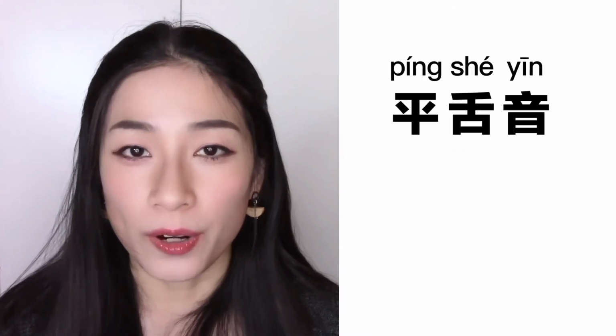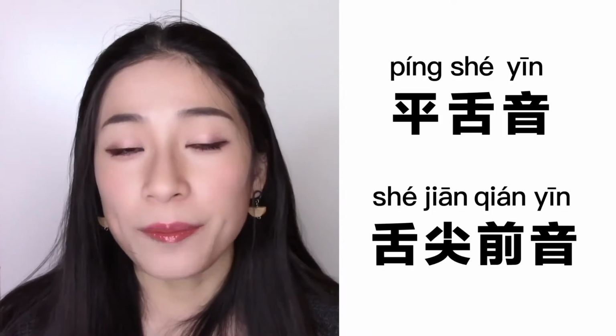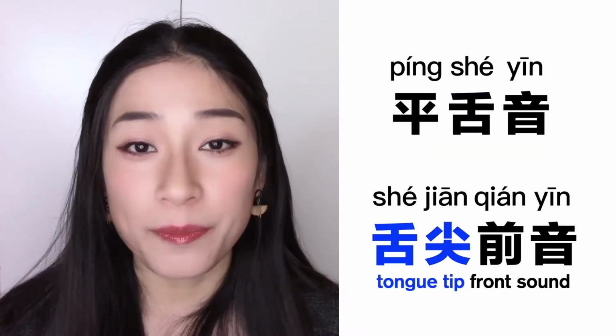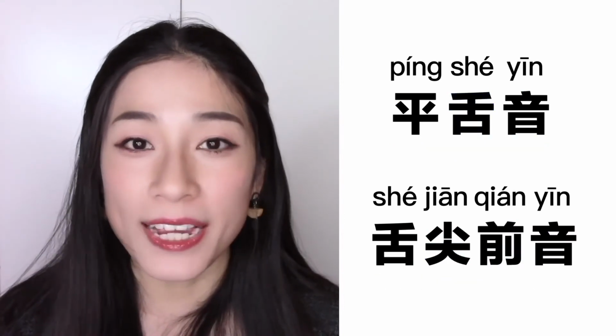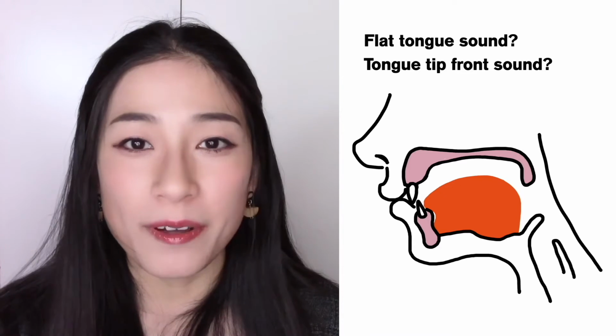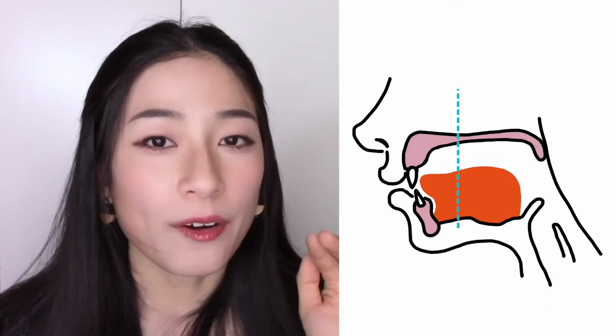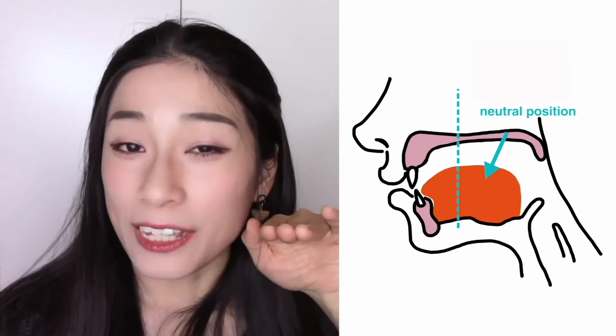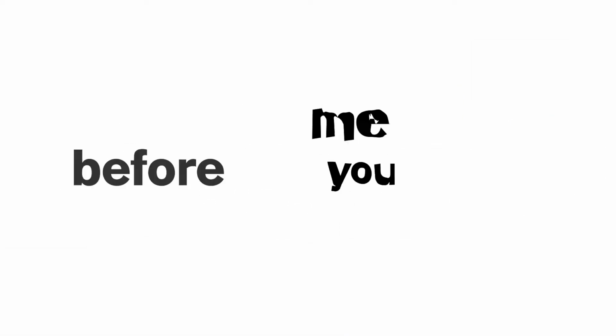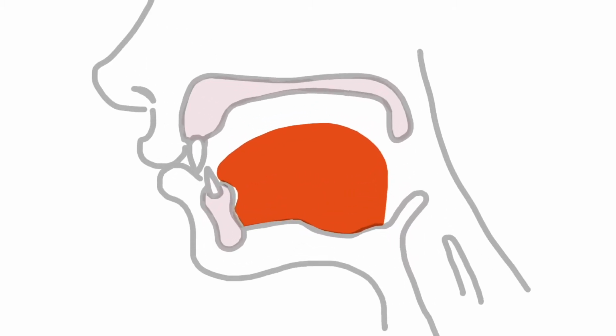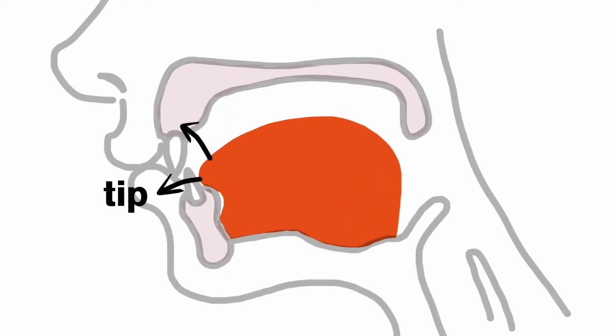This group is called 平舌音 or 舌尖前音, which literally means flat tongue sound or tongue tip front sound. As the name implies, to pronounce this type of sounds, we need to move our tongue tip to the front of our mouth and keep the rest of our tongue in a neutral position. Let's take a look at s first.